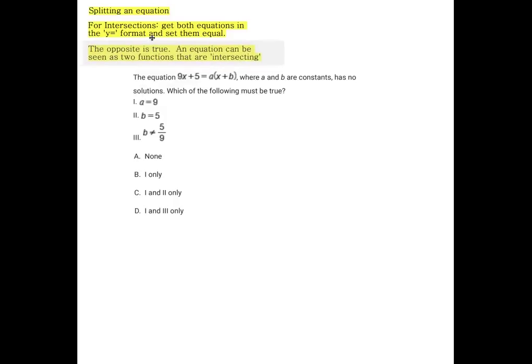Here we have a very important question that we refer to as splitting an equation. And this question type has an entire theory behind it. Now, a reminder that you should know is that for intersections, you should be getting both equations in the y equals format and setting them equal. Why are we talking about this here?